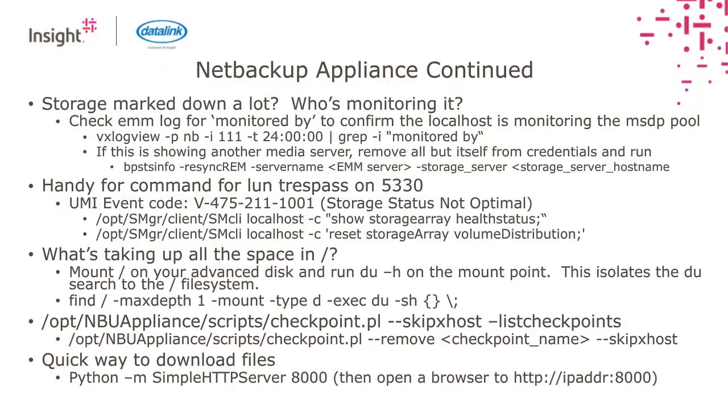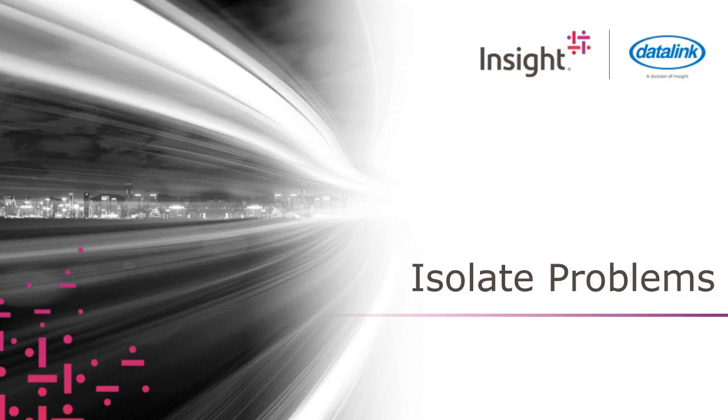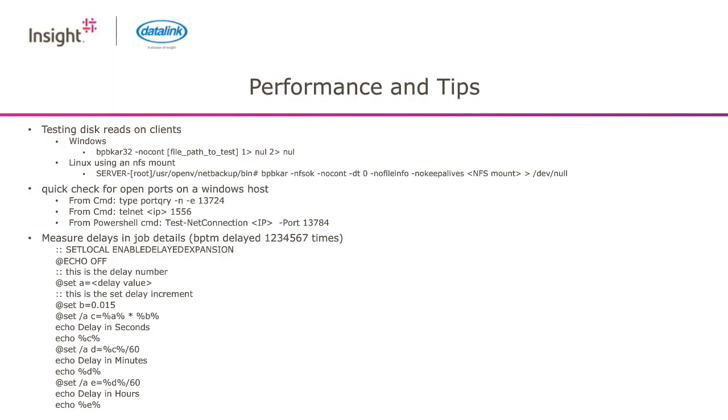So we'll move on to the next, where we're going to be isolating some problems, and start with performance tips. So if you have a client that has been consistently backing up within several hours, and now it's taking half a day or something like that, a helpful way to isolate that is to test the local client disk reads, and you can use a bpbkar null test to do that. It's going to isolate the backup activity to just that local disk.